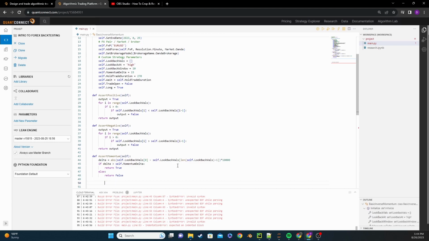Okay, we just asserted, is there momentum, right? Is there enough movement on the chart for it to make sense for us to do an inverse here? Okay, looks good. Let's go back here and we need to do something to append the data to our look back values, right? So how are we going to be storing that? Let's just do append candle.